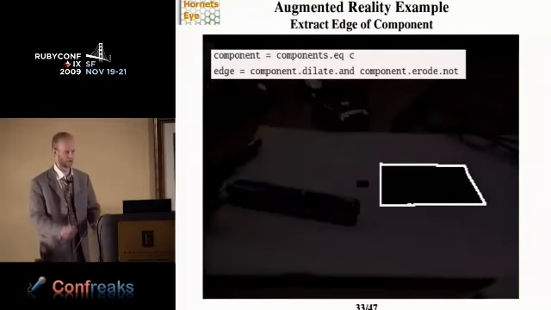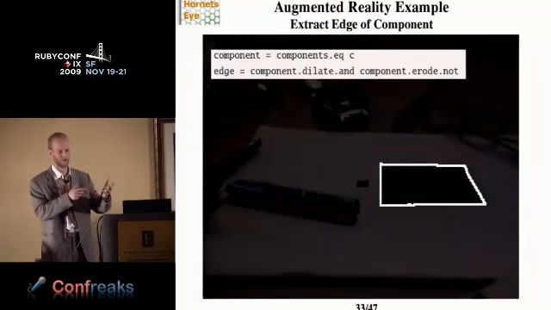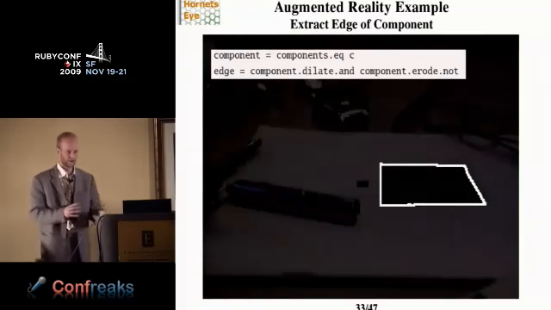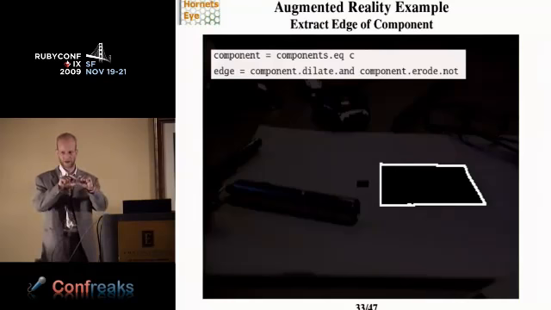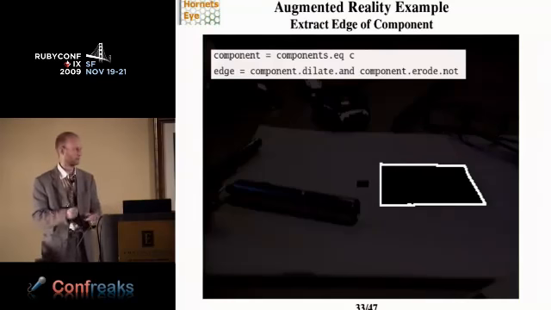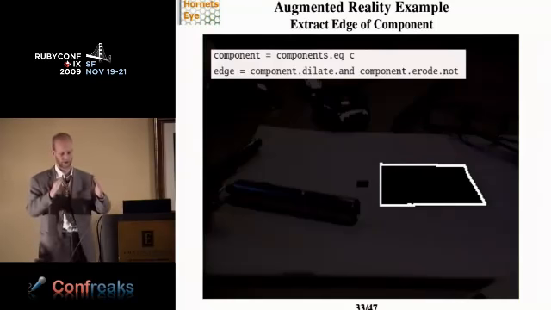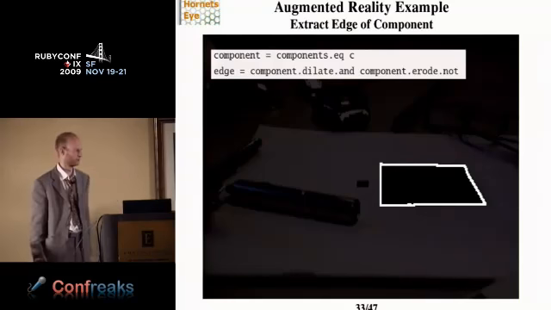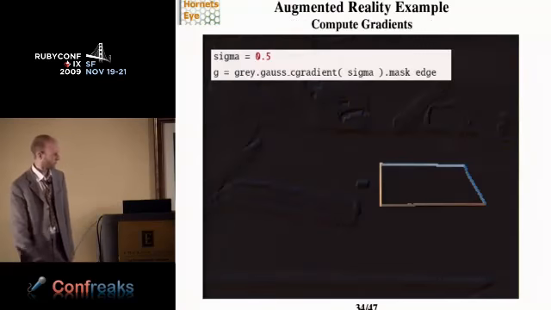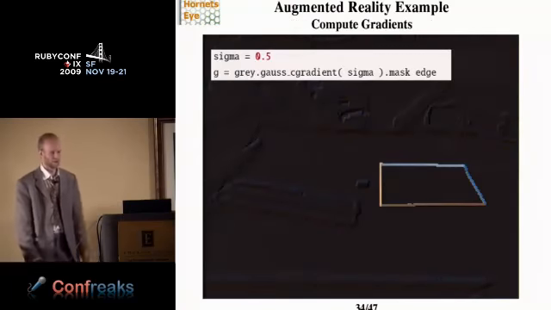And I can create a mask of the component by just saying components equal C. And then I can create a mask just selecting the edge pixels by taking the difference of the dilated component minus the eroded component. So I get a mask with all the edge pixels. And then I'm computing the gradient.